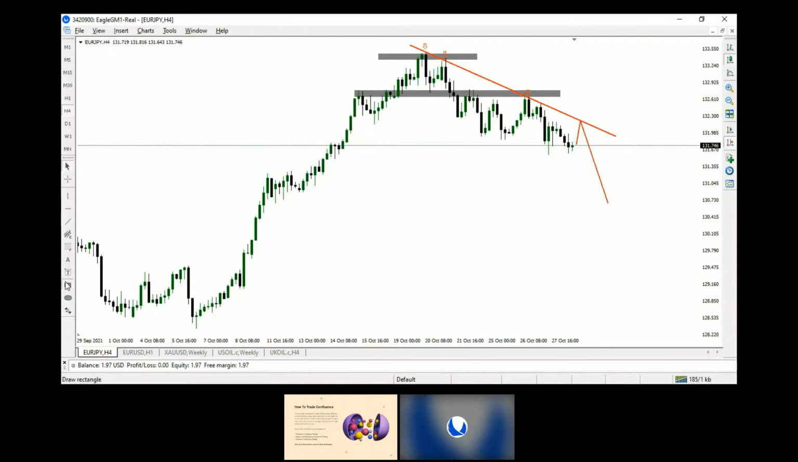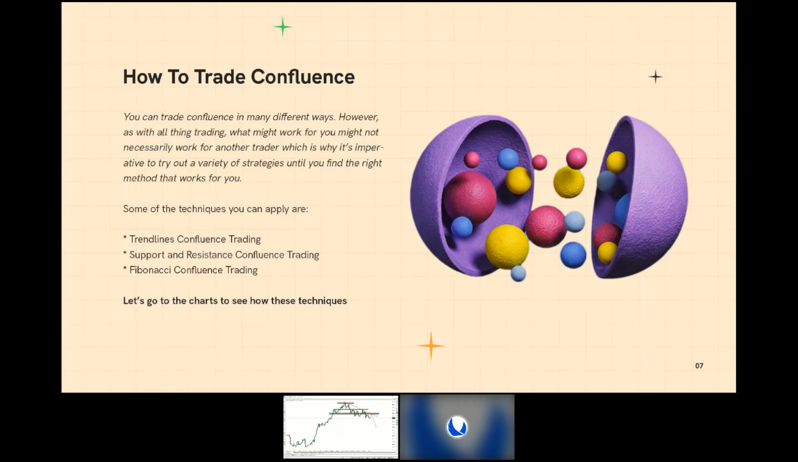What are the confluences? This is it right there. This is support here, turned resistance here. You're expecting price to come into the resistance now and go down, plus the trend line. You see how easy it is. Now let's add Fibonacci to it.